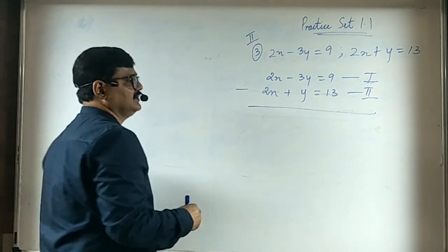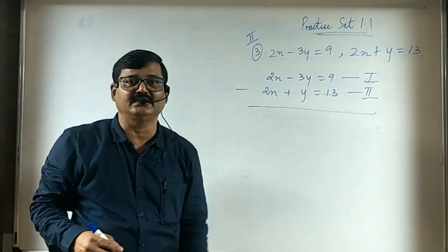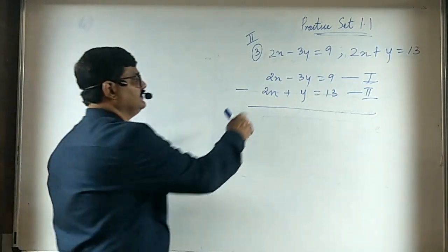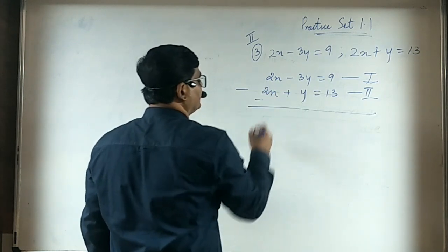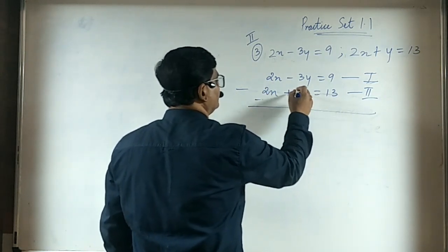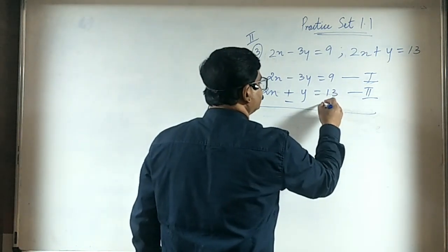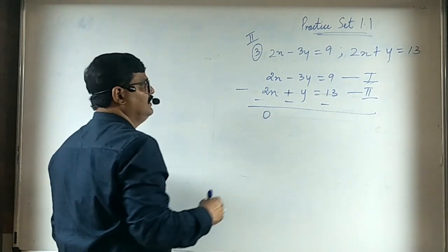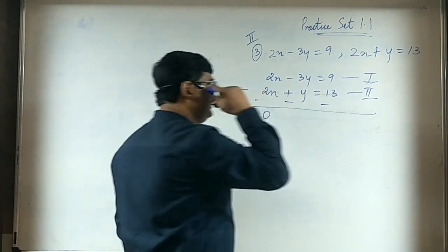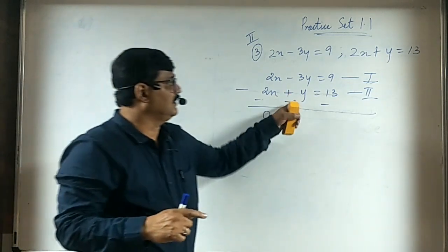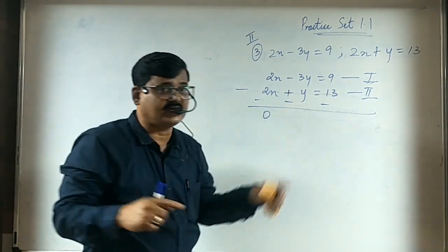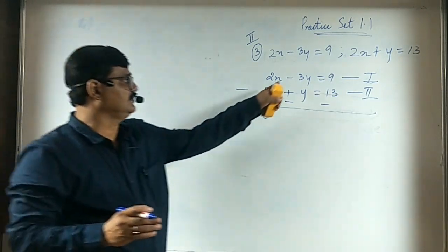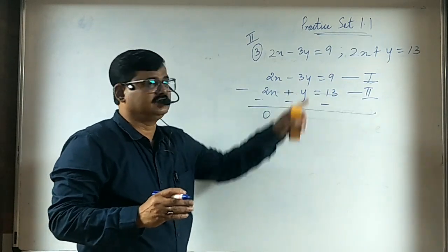When I do the subtraction, everybody knows the second equation's signs will change, because the minus sign is multiplying with the second equation. Here 2x has a plus sign, so it becomes minus. y has a plus sign, so minus. 13 has a plus sign, so minus. So 2x minus 2x is 0. Then 3y and y: the new sign for y is minus, so here we have 3y and minus y.